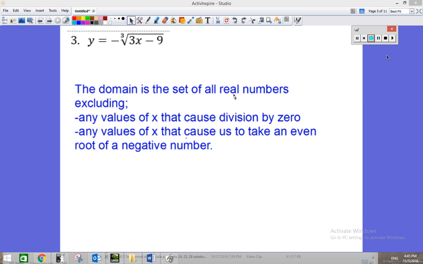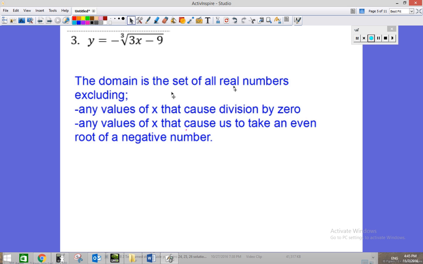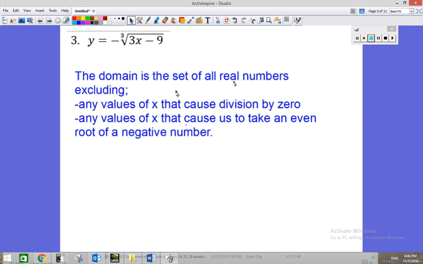my own voice. Alright, for each of these, I'm trying to find the domain and range given an equation. When I have an equation and I'm finding the domain, I always start out the exact same way every time. The domain is a set of all real numbers. That's my default answer, excluding any values of x that cause division by 0 and any values of x that cause us to take an even root, like a square root or a fourth root of a negative number.